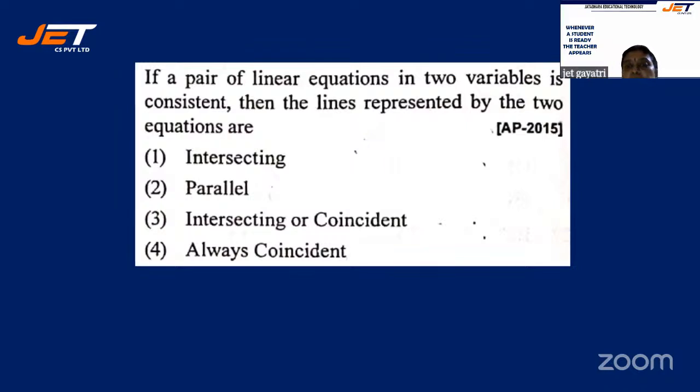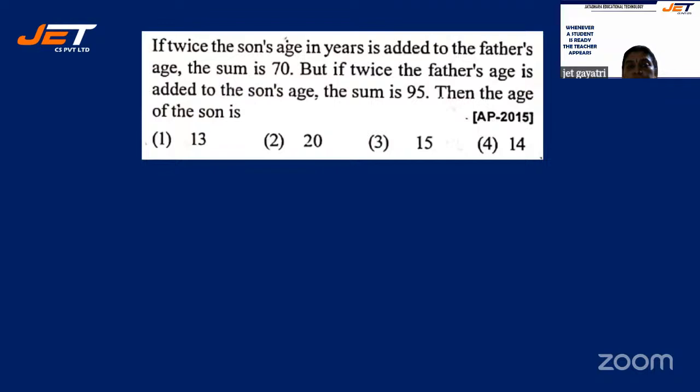Pair of linear equations in two variables is consistent. Then the lines represented by the two equations are dash: intersecting, parallel, intersecting or coincident, or always coincident. So it is intersecting or coincident. All right, see the next question.